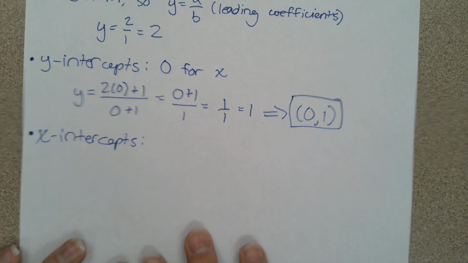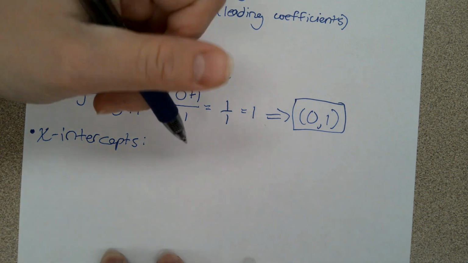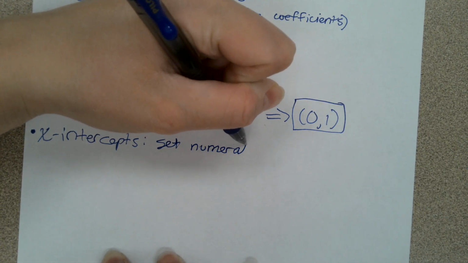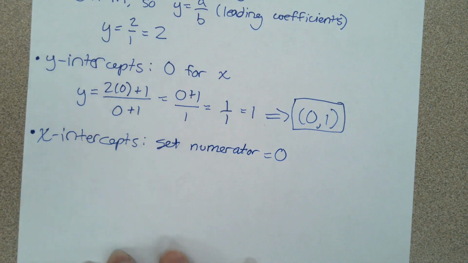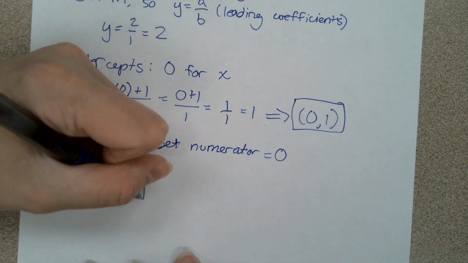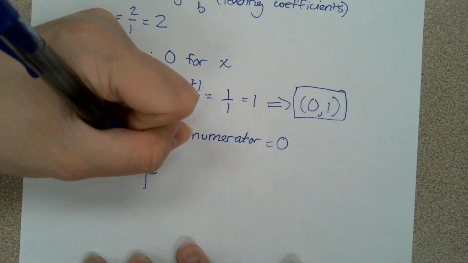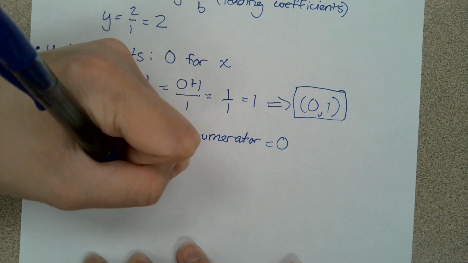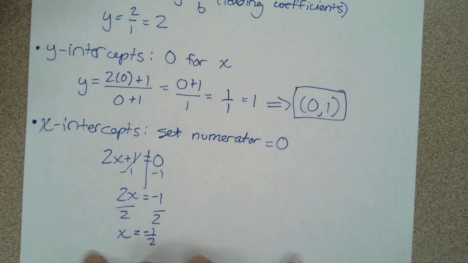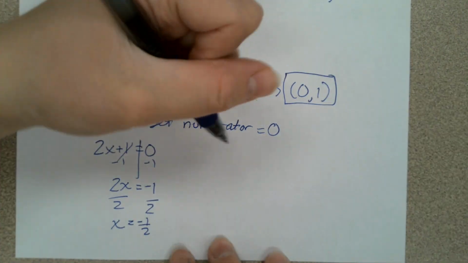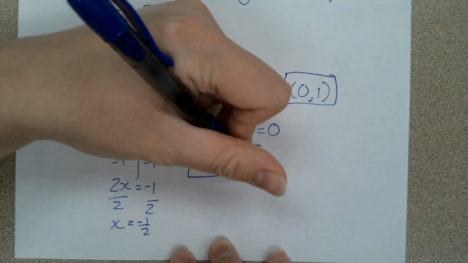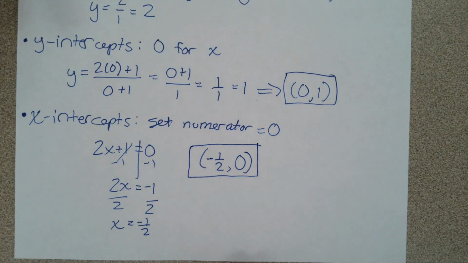So the shortcut is: set the numerator equal to 0. Our numerator is 2x plus 1 equals 0. Solve for x. So subtract 1. 2x equals negative 1, divided by 2. x is negative 1/2. And again, we have to write this as a point. So (negative 1/2, 0) is my x-intercept.